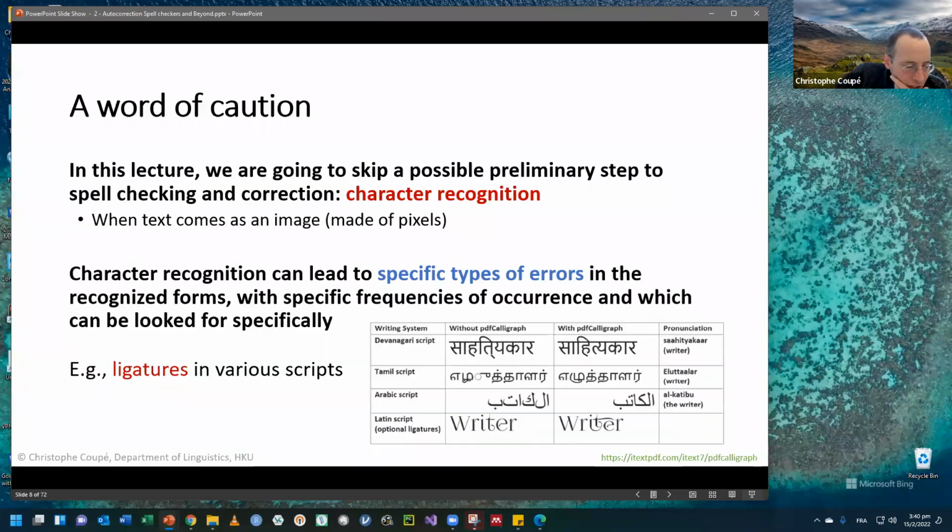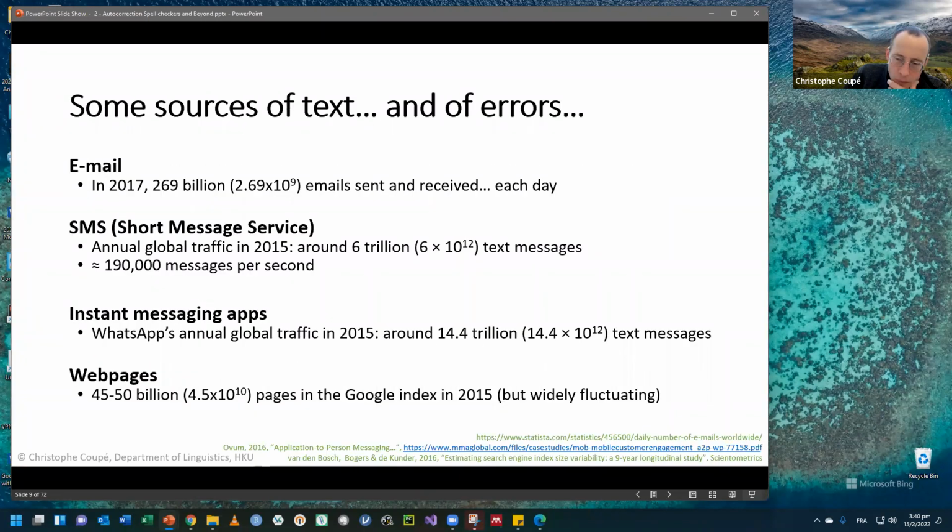Why is spell checking and autocorrection important? We could say very simply because of the amount of text we produce and which are around us. A few years ago, email: 269 billion emails sent and received on a daily basis. 269 billion emails per day on our planet. That's quite a lot of text, even if some emails are shorter than others.